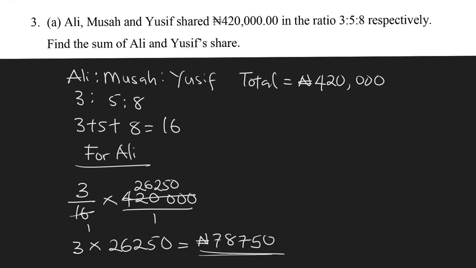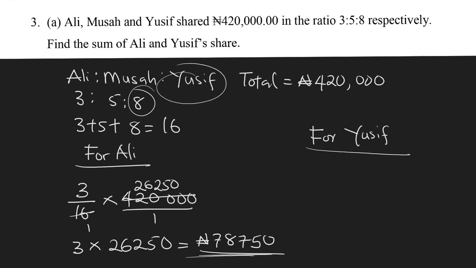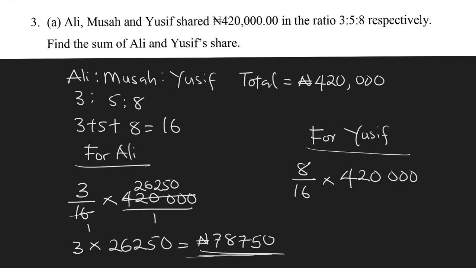78,750. This is Ali's share, right? But the question says that we should find the sum of Ali and Yusuf's share. Now for Yusuf, what is the ratio of Yusuf? The ratio of Yusuf is 8, because it's respectively. So we say 8 divided by the total ratio, which is 16, times the total amount, which is 420,000. So you can balance this one with 1, as we know that 16 here is 1.